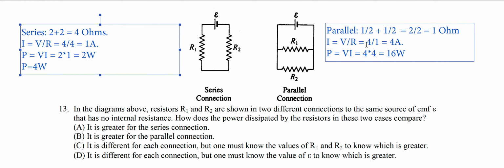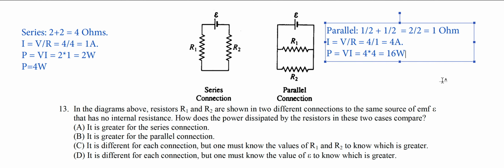So let's calculate the current, and that would be 4 volts over the total resistance, which is 1 ohm, that would be 4 amps. So the power is going to be VI, which is 4 volts times 4 amps, that would be 16 watts per resistor. So each resistor consumes 16 watts, and the total power of the circuit is going to be 16 times 2, which is 32 watts. It's obvious that the circuit connected in parallel will consume way more power than the circuit connected in series.